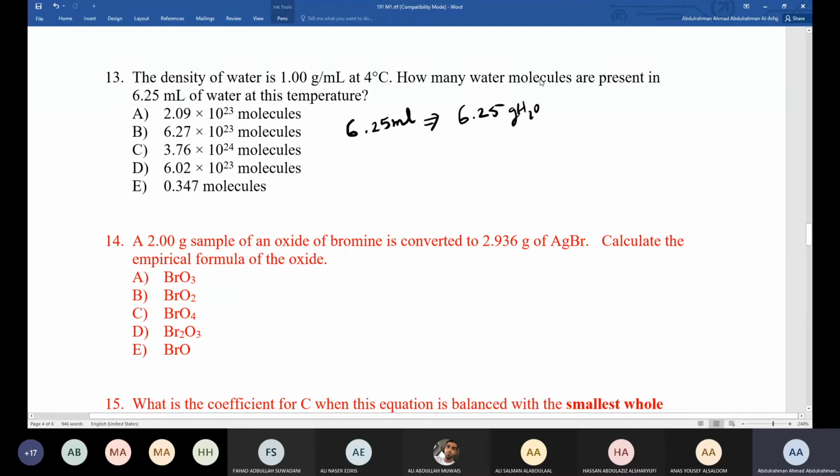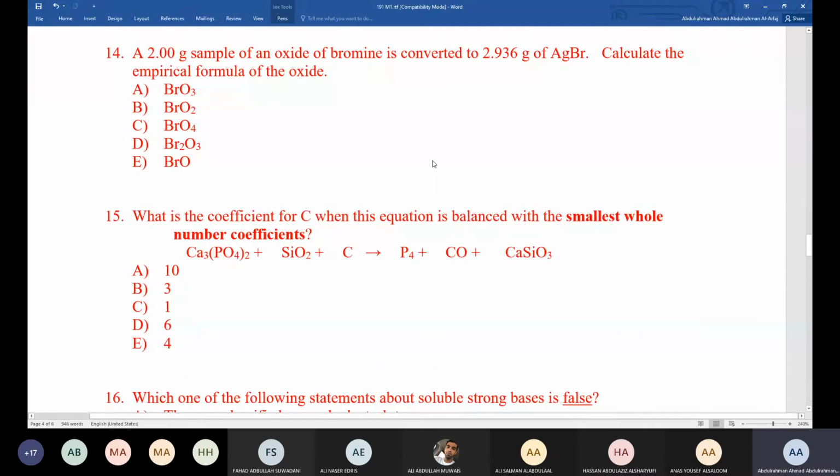Now, again, the same as the previous one. How many water molecules? That's easy. What are you going to do next? Convert to mole. Then to molecules, and each 1 mole equals 6.02 times 10 to the power 23. And that's it. Got it? Yes.